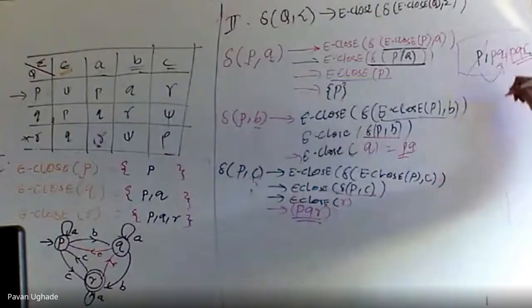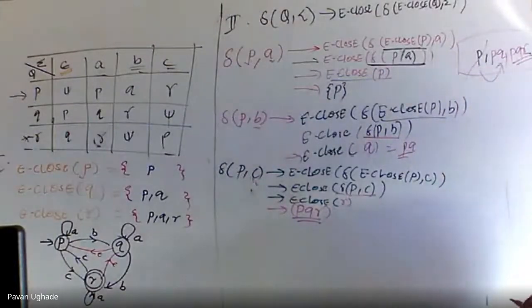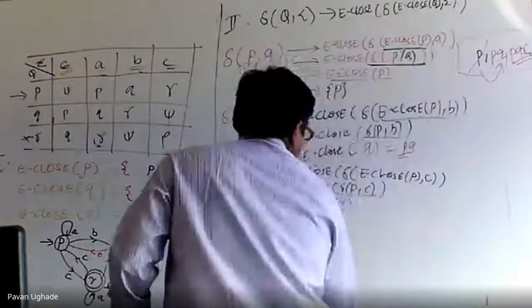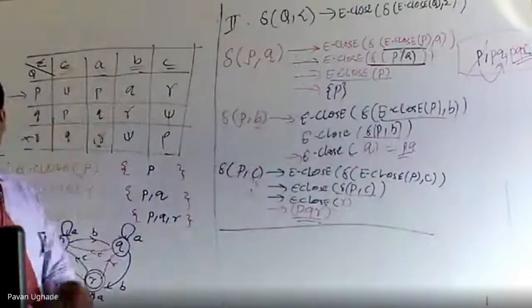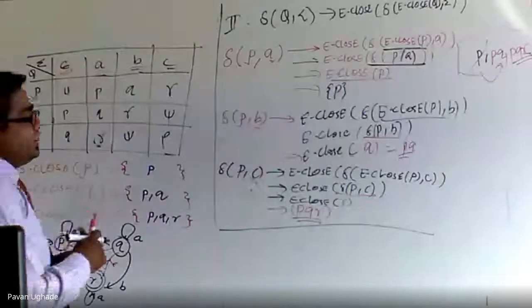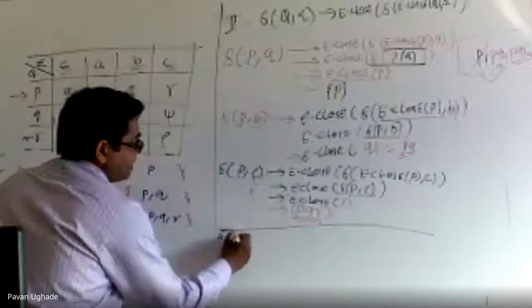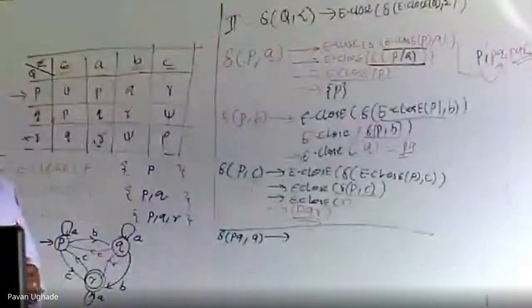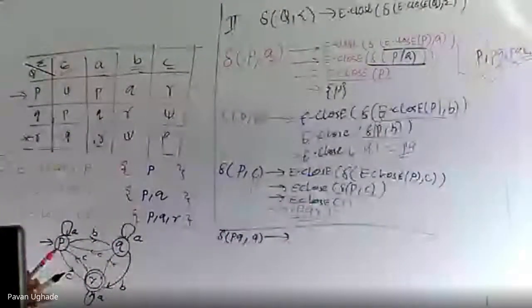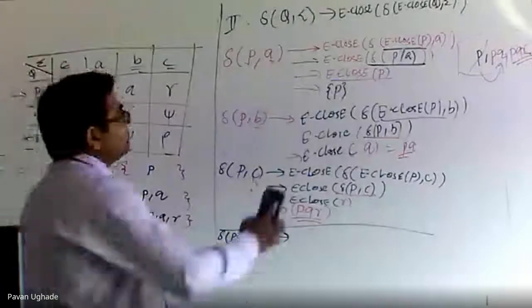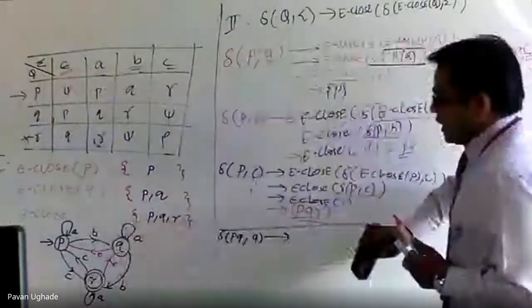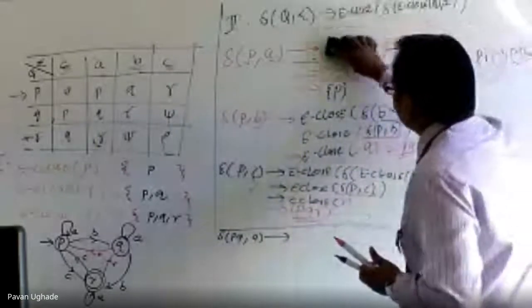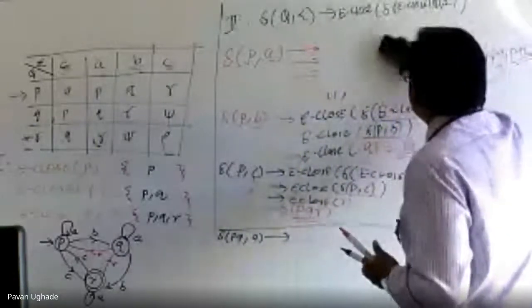The next state in Q will be PQ, so we will be taking that up now. In the same fashion, we will get the transition function of PQ over A. I require this, so I hope you have noted it down. I am going to directly write the answers of this.